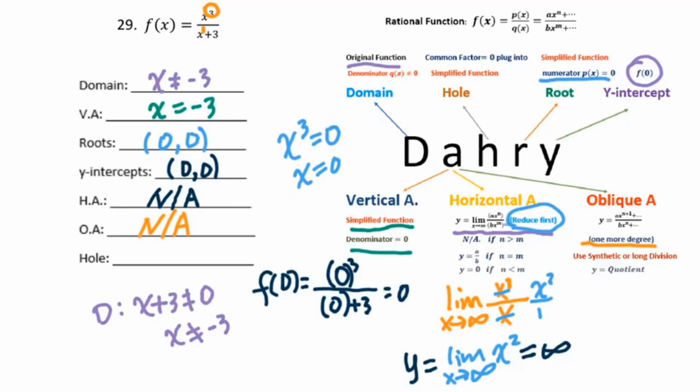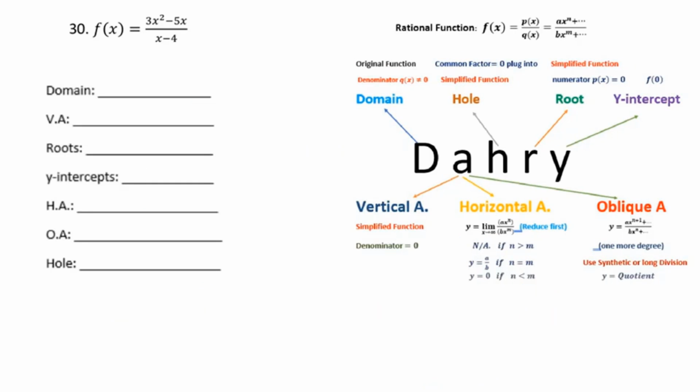Hole keyword is common factor. We don't have a common factor, therefore it's not available. Now let's go to 30.